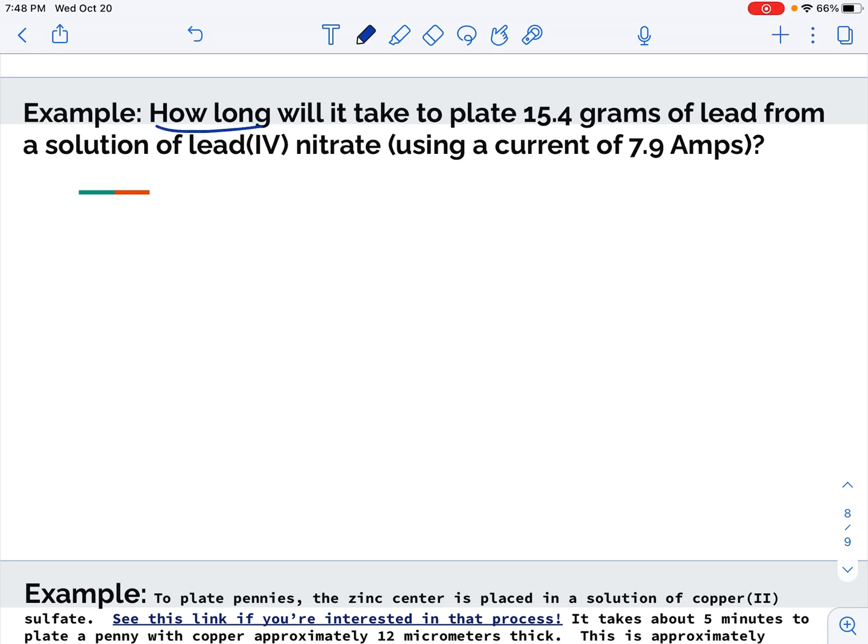In this case, they ask how long, and so we're solving for time. And they tell me that we want to plate lead. I don't know why we would plate anything with lead, but we're going to plate lead. We're going to plate 15.4 grams of lead. This would be solid lead from a solution of lead 4 nitrate. So I need to remember that this is going to be a reduction from lead 4 plus to solid lead, which means that in this case, that's a transfer of 4 electrons.